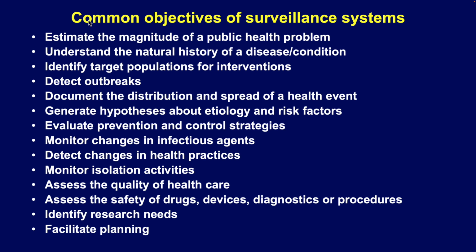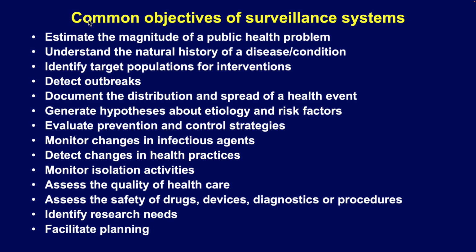I won't read through all of them, but a sample includes estimating the magnitude of a public health problem. That's a bread and butter objective of many surveillance systems. Another one is understanding the natural history of a disease or condition, or identifying who target populations for interventions might be. In other words, who's most at risk or who's most affected by a particular health issue. Another reason is to detect outbreaks early so that action can take place. And documenting the distribution and spread of a health event is another example. And generating hypotheses about the etiology and risk factors of the health condition or event can be important when little is known about this. And finally, evaluating prevention and control strategies, especially those that might be implemented by health departments.